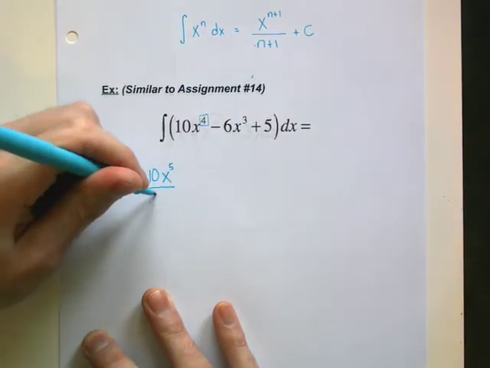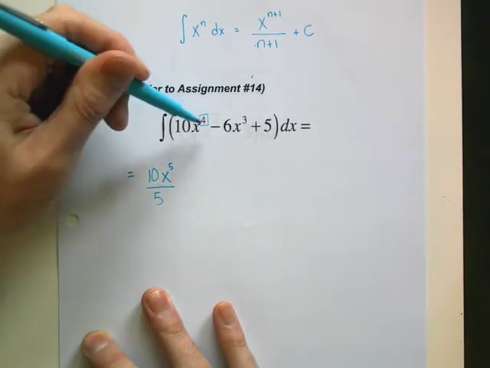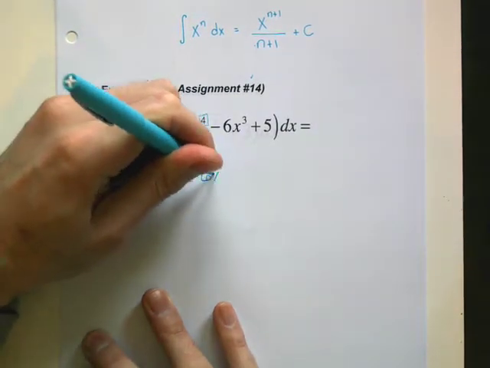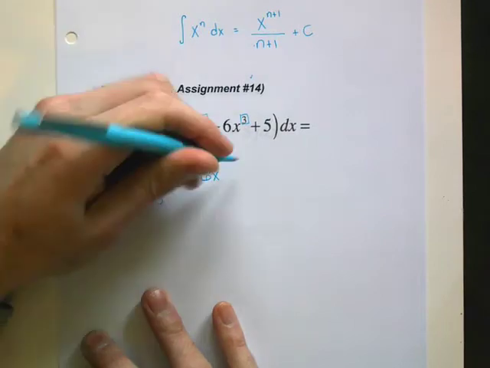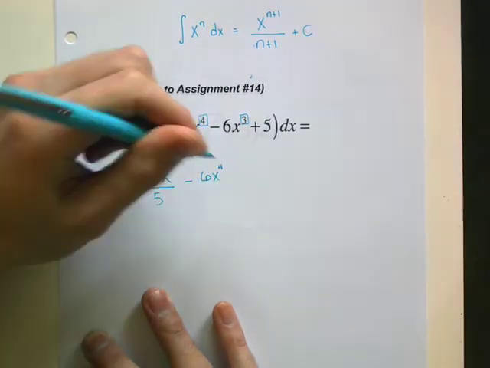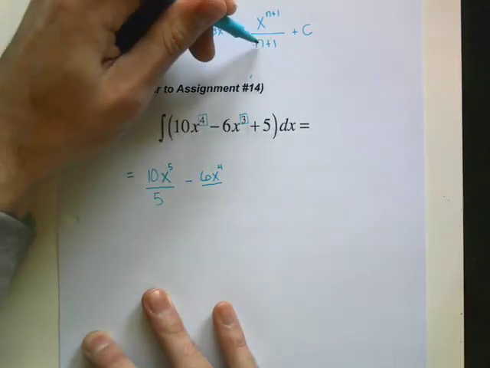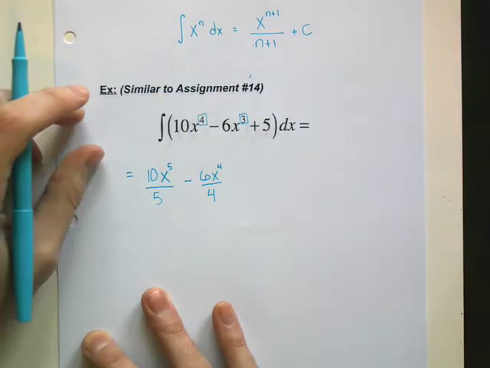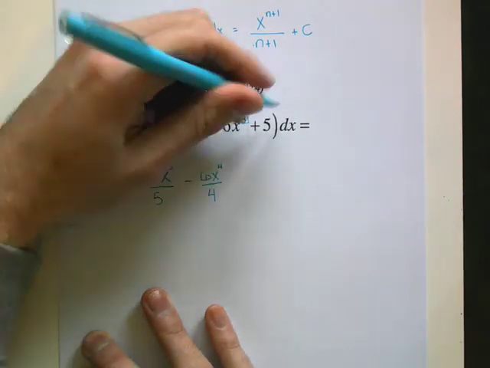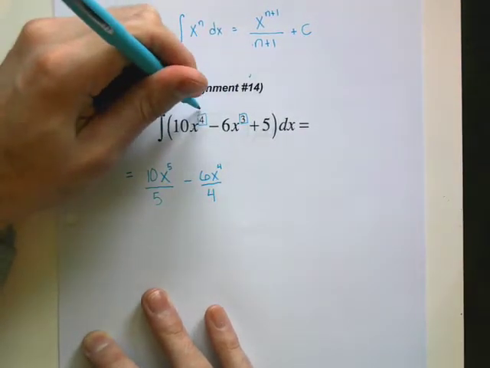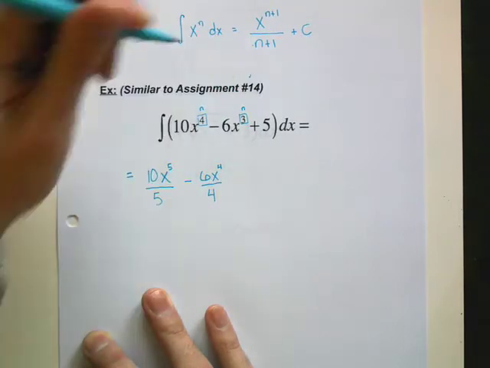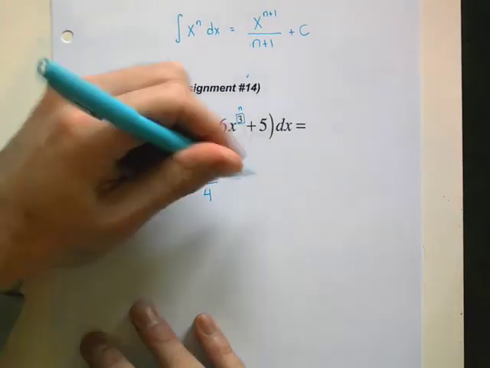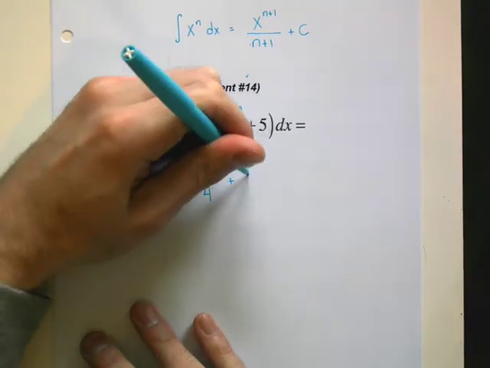I'm just looking at this first one. 4 plus 1 is 5. Then minus, keep my constant, 6 x to the n plus 1, so 3 plus 1 is 4, over n plus 1, so 3 plus 1 is 4. One thing I should have mentioned before we start is to consider these exponents your n's. That represents your n in this formula. And then plus 5.